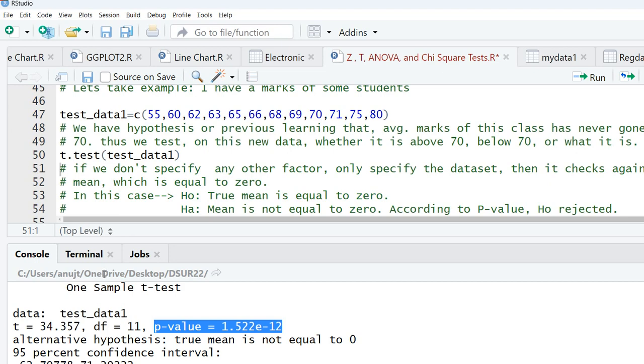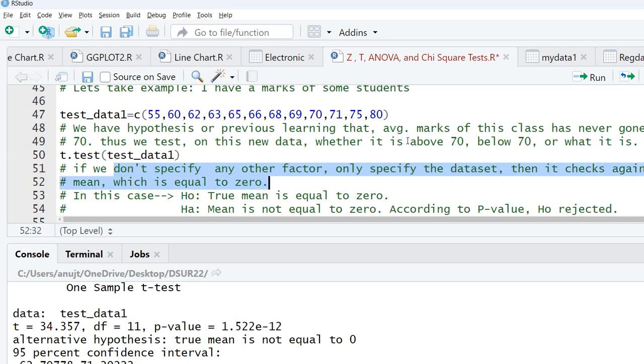When we applied this test, we did not specify any other factor, only the data set. In that case it checks against a mean equal to 0. So the null hypothesis is that the mean is equal to 0 and the alternative is that the mean is not equal to 0. According to the p-value, H naught, the null hypothesis, is rejected.